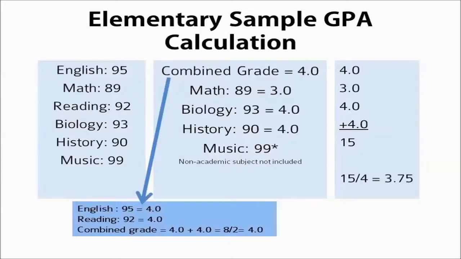The student is also taking math and biology, history, and music. We're not going to include music in the GPA calculation because it's a non-academic course. So using the combined English, reading, and language arts grade along with the other academic subjects, this student would have a 3.75 GPA.